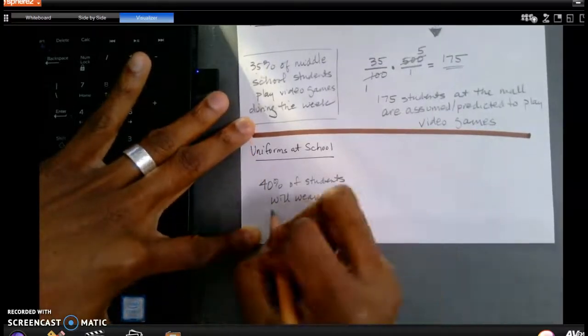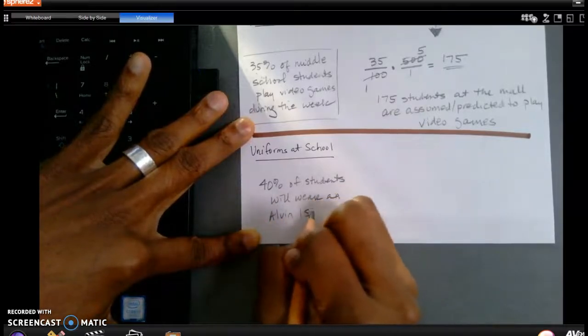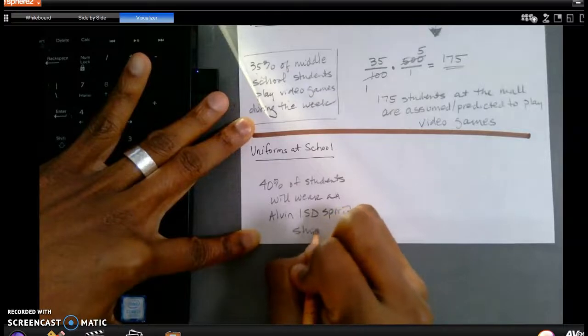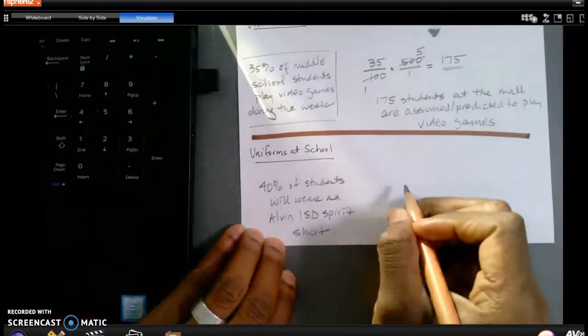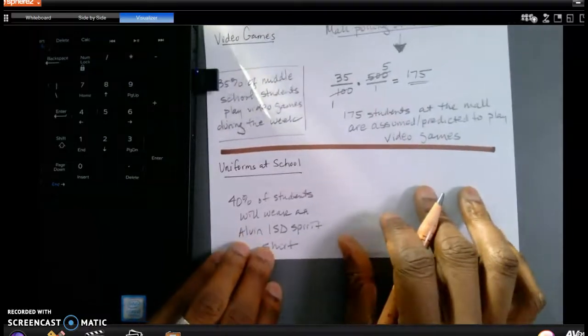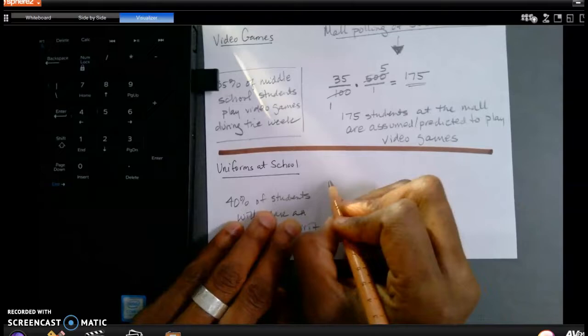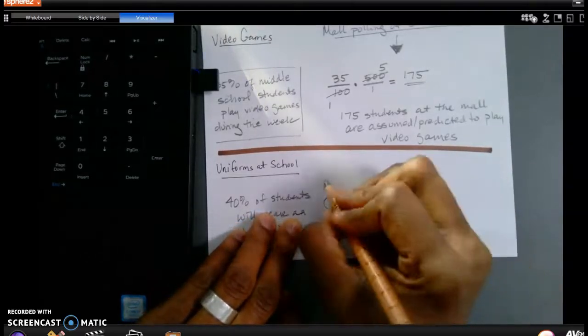an Alvin ISD Spirit shirt, okay, of some sort to school, okay, whether it be the choir, the band, art club, something. So they'll estimate it that about 40% of students will wear an Alvin ISD Spirit shirt, okay? So what if I wanted to set this up as a proportion? Maybe that makes more sense to me.